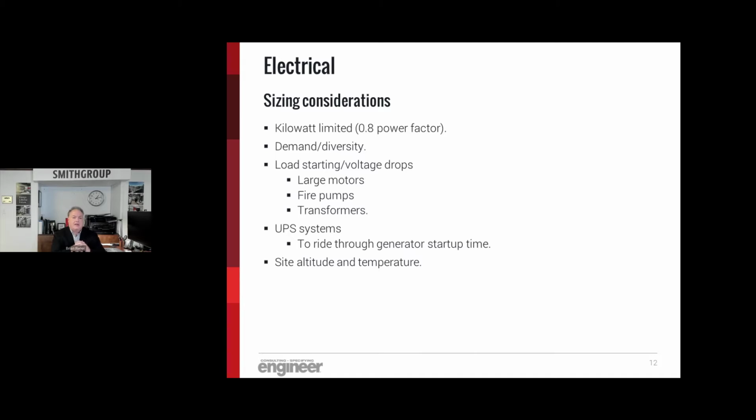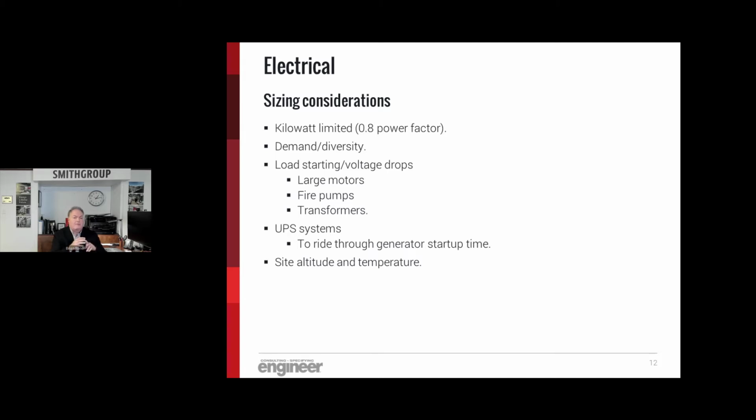Second thing you need to understand is demand and diversity. We talked about those load classifications: emergency, standby, optional. The emergency loads have to be calculated at 100%. You cannot apply demand and diversity to the life safety systems, to the things that are essential to life safety. Next, you really need to look at the types of loads that you'll be putting on the generator. These include large motors, fire pumps, and transformers that might be transforming from the generator down.